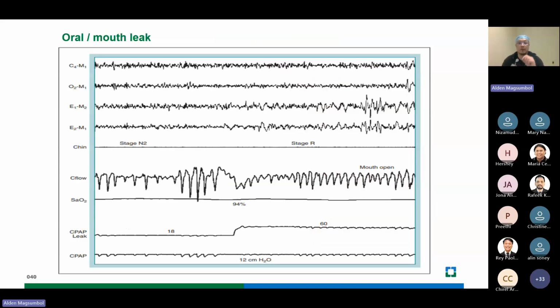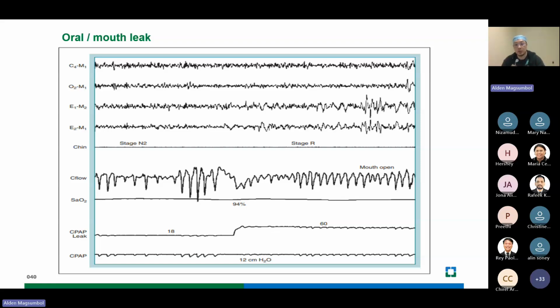I would like to give emphasis on mouth leak, since this is the most common issue that we all face at night, or maybe for some. This is a 120-second tracing that shows the CPAP device or the flow leak and the delivered pressure at the device outlet. This patient was wearing a nasal mask and a chin strap.